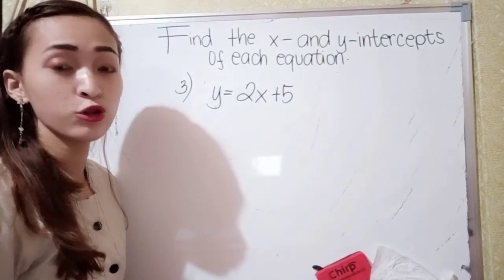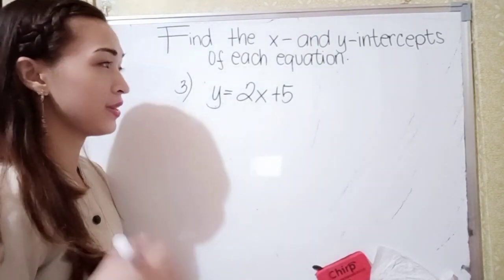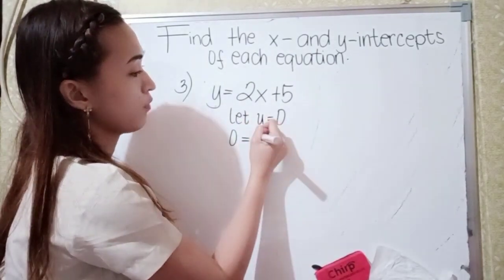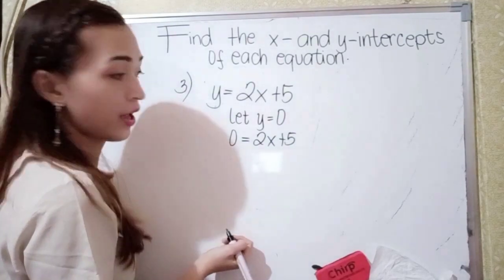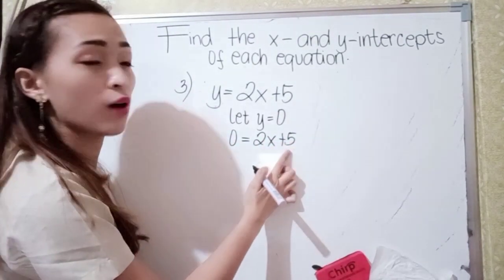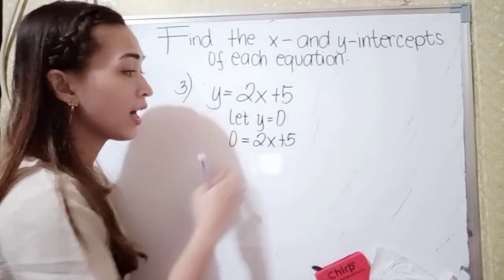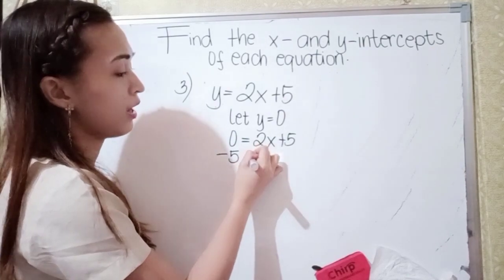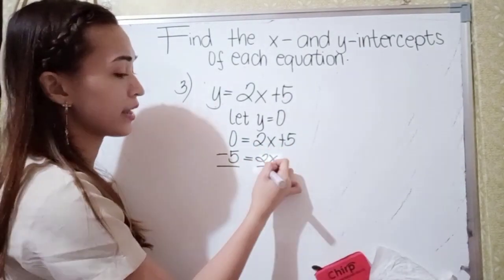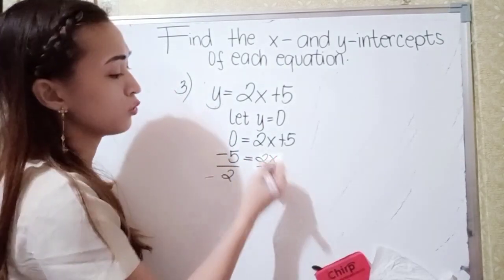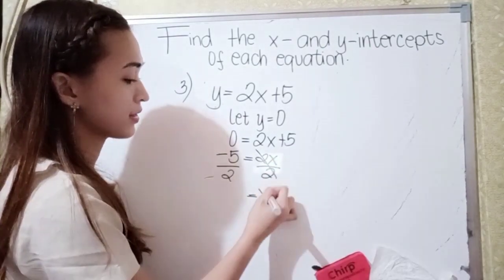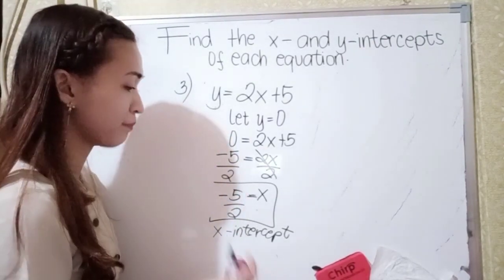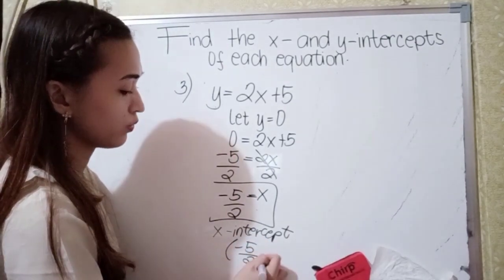For number 3, we have y equals 2x plus 5. Again, let's find the x-intercept, so let y equal 0, so that would be 0 equals 2x plus 5. Next, let's transpose this 5 to the left so that we will get x. Positive 5 will become negative 5 equals 2x. To get x, divide both sides by 2. So 2 divided by 2 is 1, so we have here x. Our final answer: negative 5 divided by 2 is negative 5 over 2. So our x-intercept is (negative 5 over 2, 0).